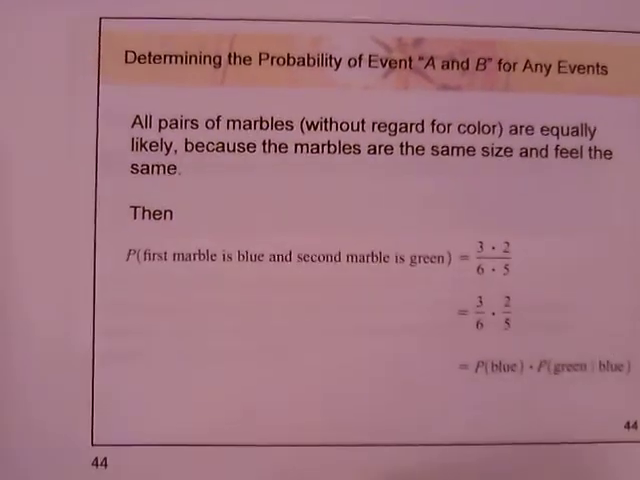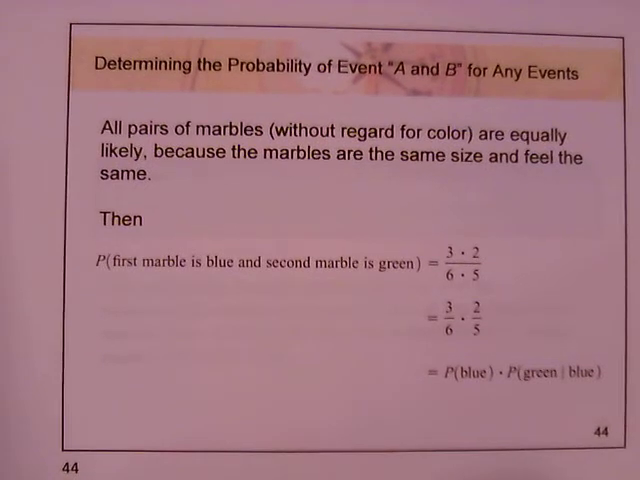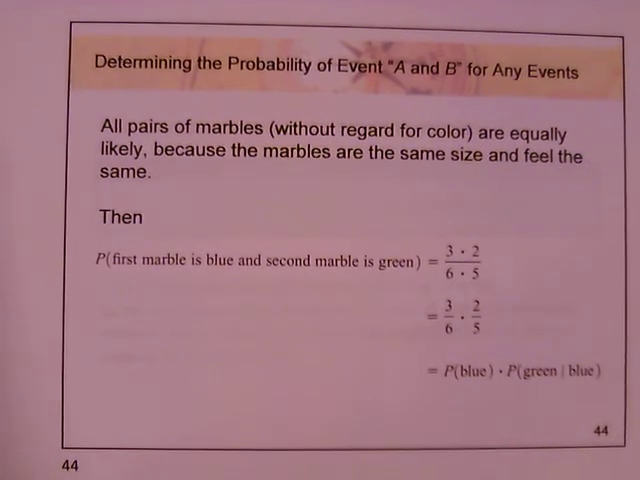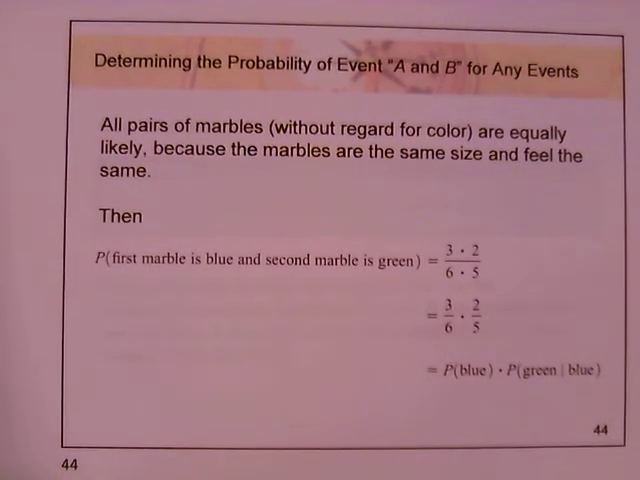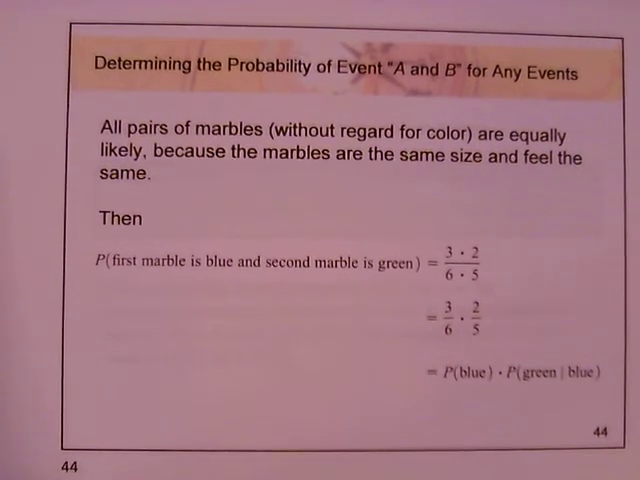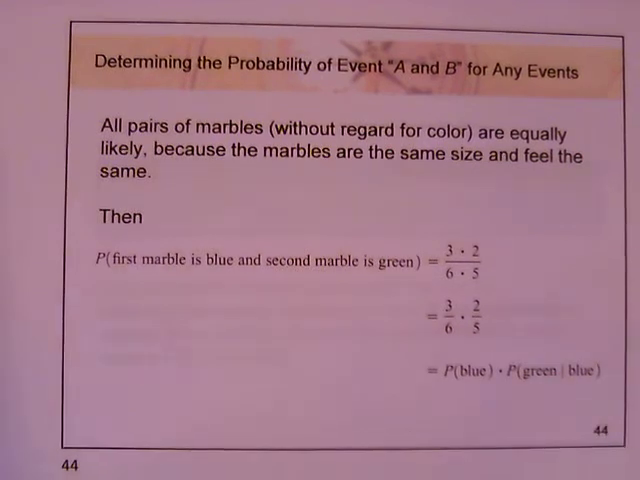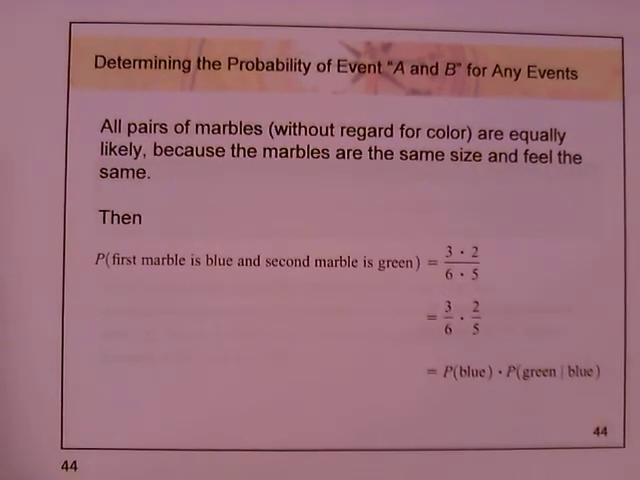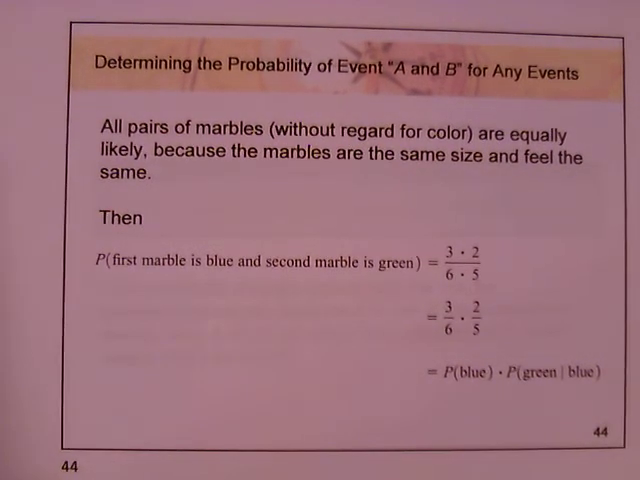So here's the way we calculate this. All pairs of marbles without regard for color are equally likely because the marbles are the same size and feel the same. Then, the probability that the first marble is blue and the second marble is green would be 3 times 2 divided by 6 times 5, or 3/6 times 2/5, which is the probability of selecting a blue multiplied by the probability of selecting a green, given that a blue marble was selected.